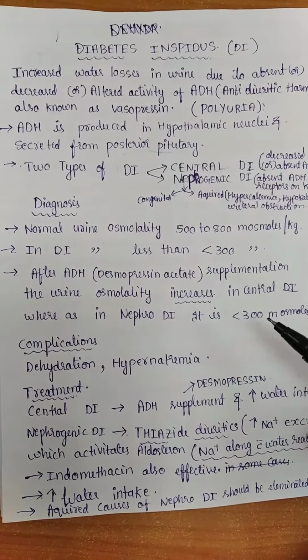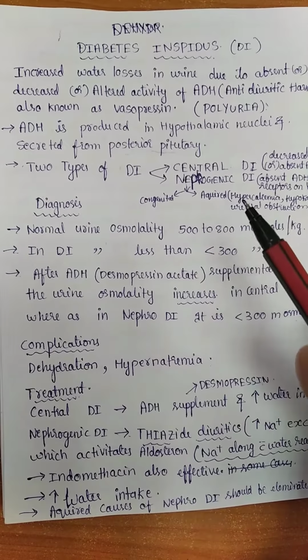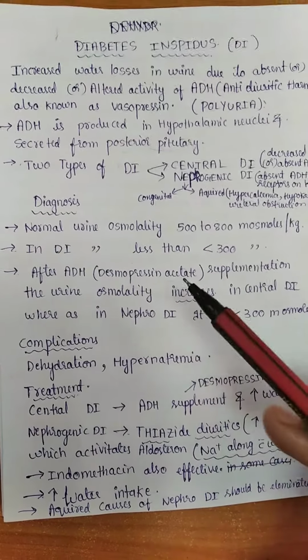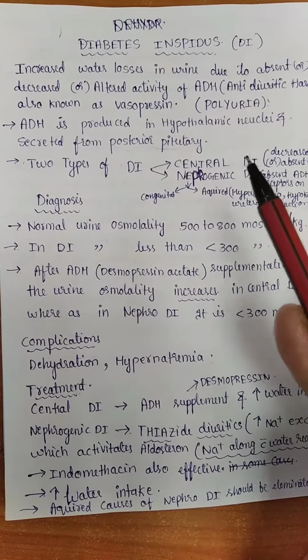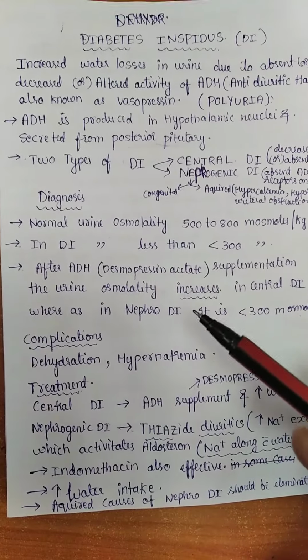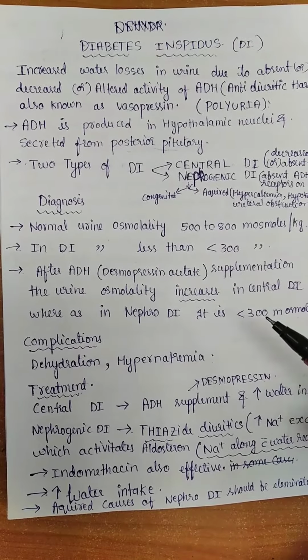in urine osmolality. So this is a test to differentiate between central and nephrogenic diabetes insipidus, that is to supplement with desmopressin acetate. The urine osmolality increases in central diabetes insipidus, whereas there is no change in urine osmolality. It remains less than 300 milliosmoles in nephrogenic diabetes insipidus.